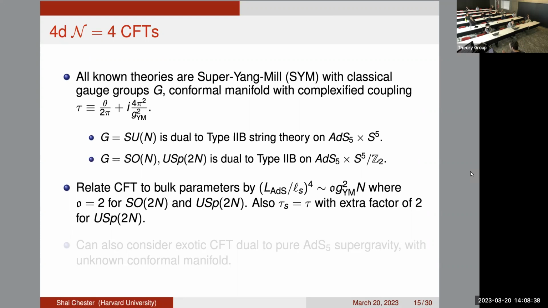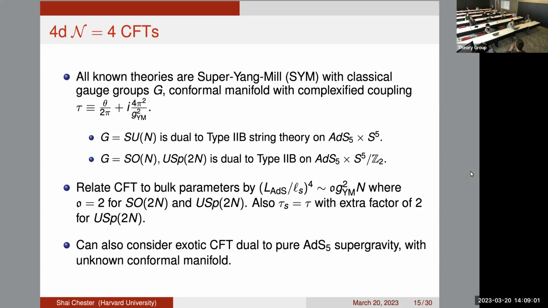So the way we relate this to the bulk is using the standard AdS/CFT dictionary. In particular, N is proportional to this power of the string length, where this O is just either 1 or 2, depending on if you have an orbifold or not. The other aspect of the mapping is that the complexified coupling in the gauge theory, tau, is just the complexified coupling in the string theory, tau string.